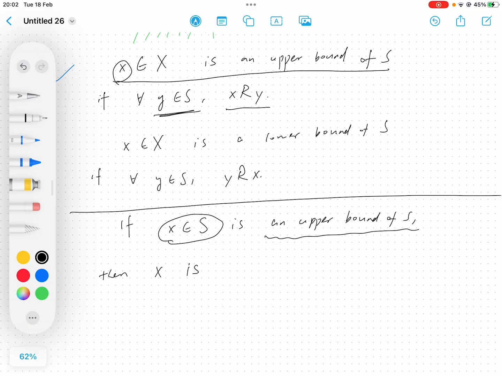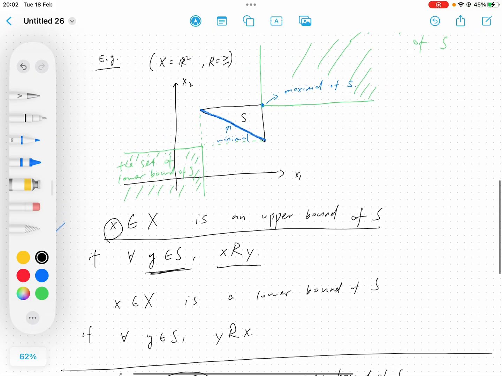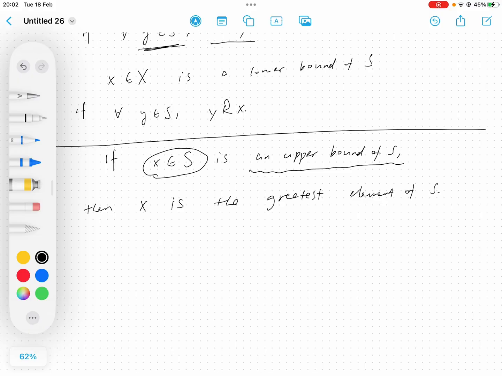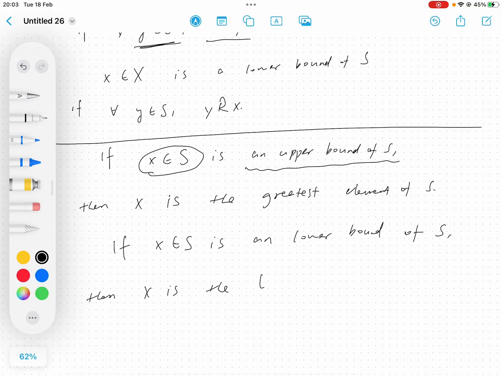Then we say that this x is the greatest element of S. Okay, so where is that point? Let's finish the other part first, then we can show this on the picture. And let's say if x is a lower bound of S, then we call this x the least element of S, okay?